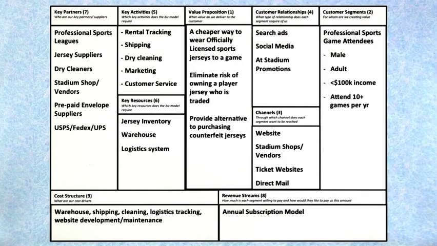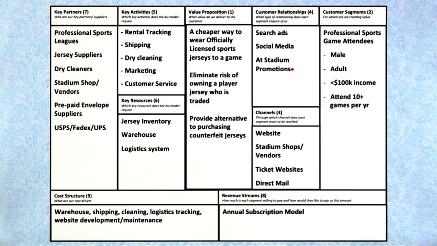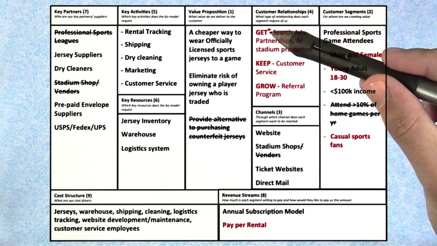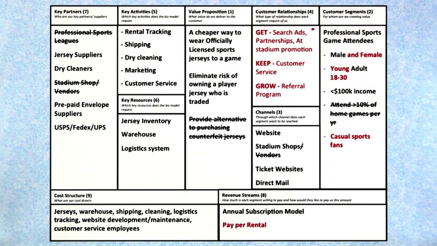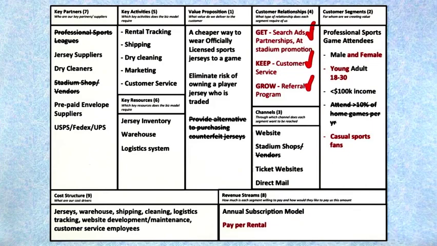So let's follow our JerseySquare team down and see what they've done for customer relationships. Well, it's really interesting to remember when they first started, customer relationships for them said search ads, social media, at-stadium promotions. And there was nothing wrong with that, but really what they discovered is that they were actually just talking about the customer acquisition portion or the get portion of customer relationships. But we really want teams to understand what are you going to do to keep customers long term and what are you going to do to grow them in the next couple of years as well. So we ask you to think about get, keep, and grow, and they did a good job of getting out of the building and doing that.